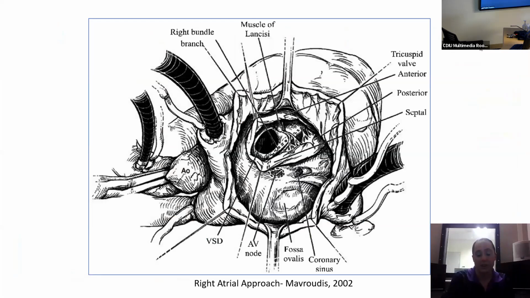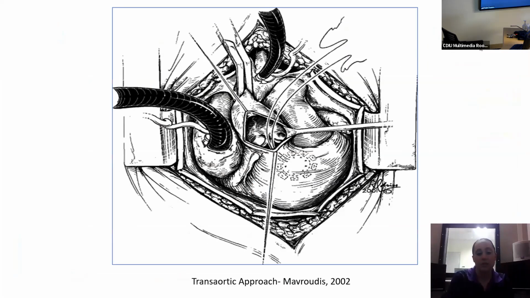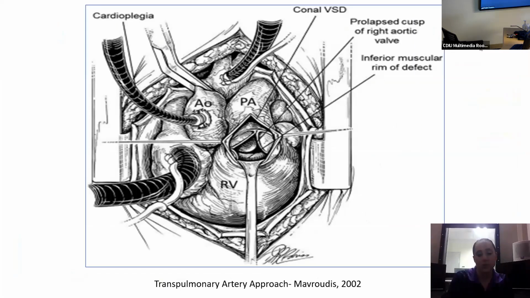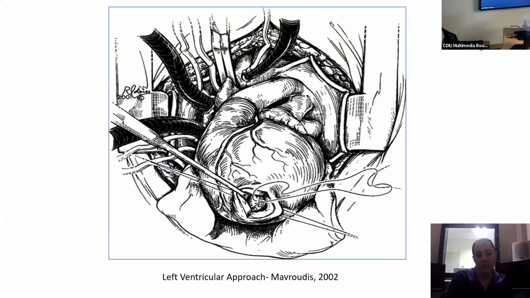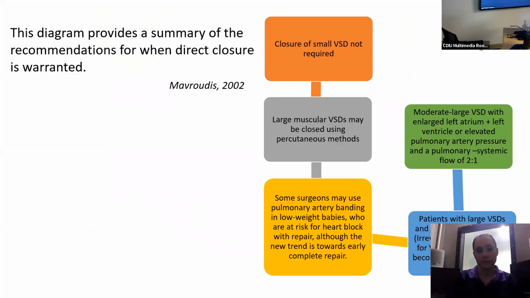The sketch over here shows us the right atrial approach. This one shows the transaortic approach. Here we see the transpulmonary artery approach, the right ventricular approach, and the left ventricular approach. This approach is usually used to address the Swiss cheese type of VSD.